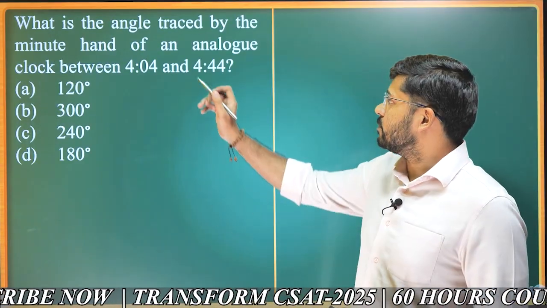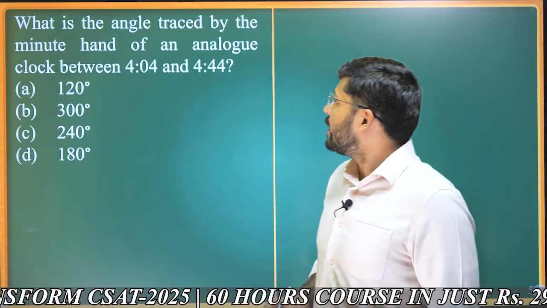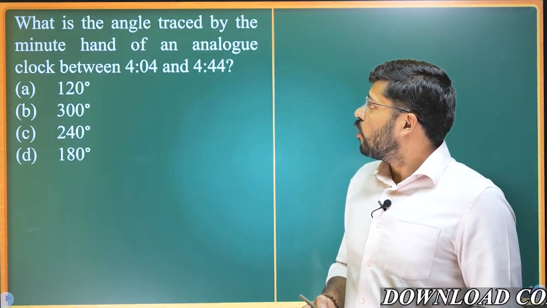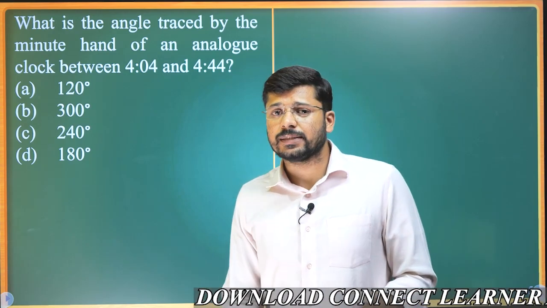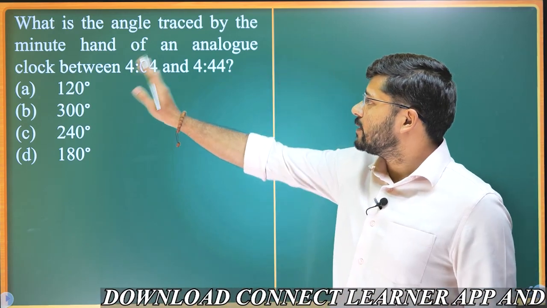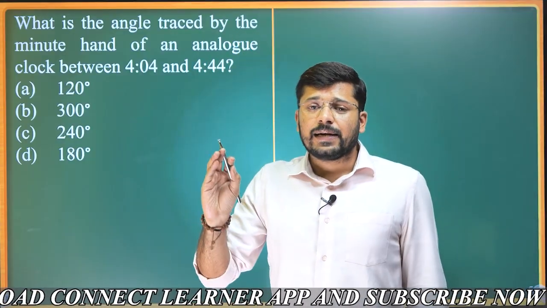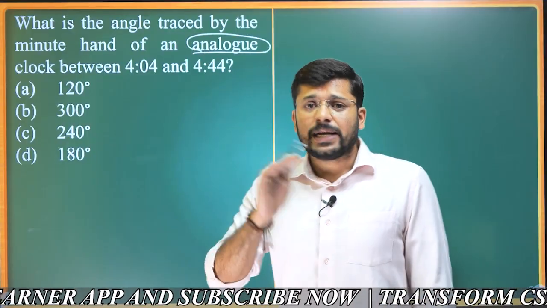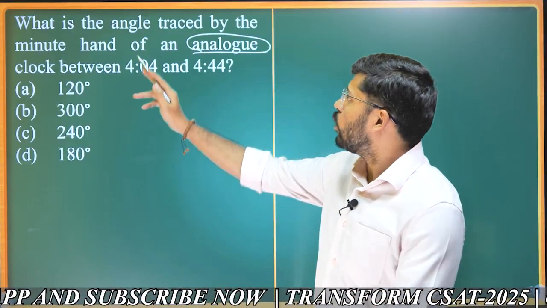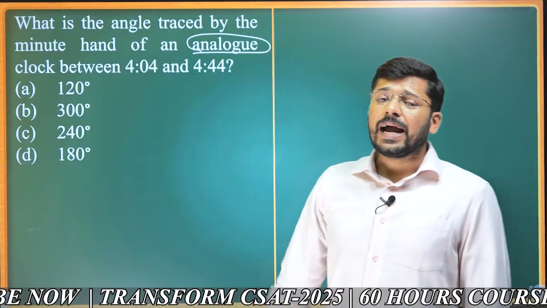What is the angle traced by the minute hand of an analog clock between 4:04 and 4:44? So how do we answer this one? Okay, they are saying that there is a clock and it is analog. Even if they had not told us that it was analog, we would still assume that it is an analog clock. Now, what is the angle traced by the minute hand of a clock between 4:04 and 4:44?